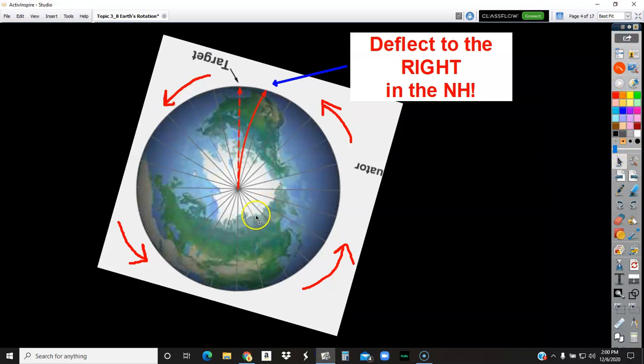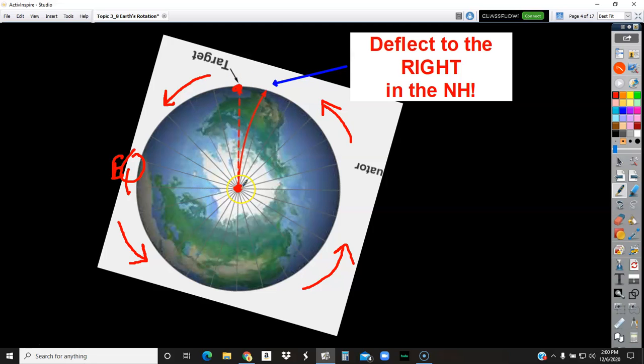This is kind of a top view. So you're looking down on the Earth. This would be the North Pole right here in the center. So let's say you're launching a rocket toward the equator. If you're looking down on the Earth, the outer edge of this circle would be the equator. So this is the equator here. And you're standing at the North Pole right here. You're going to launch a rocket toward this target right here.